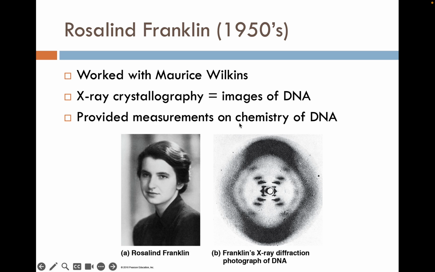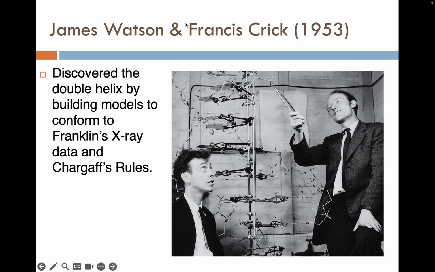And she provided measurements on the chemistry of DNA. What's its chemical makeup? James Watson and Francis Crick used this image and the data gathered by Franklin and Wilkins. And they are the ones that figured out that DNA has to be arranged in this double helix shape.